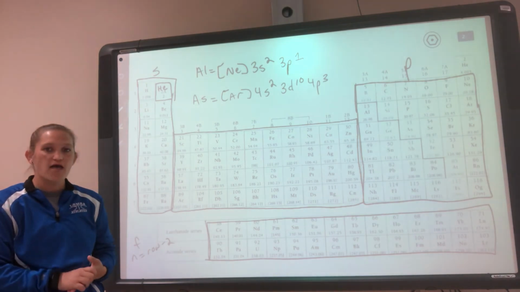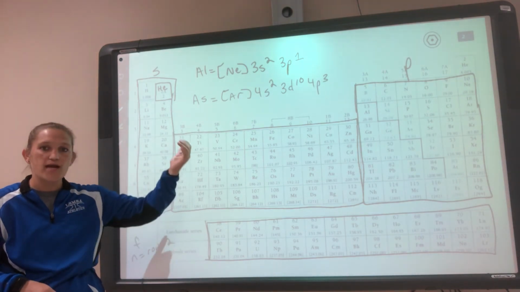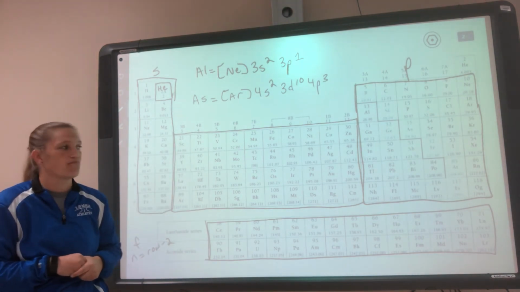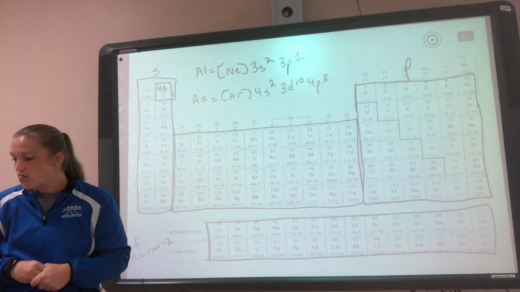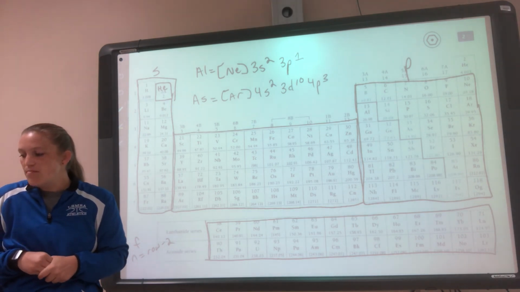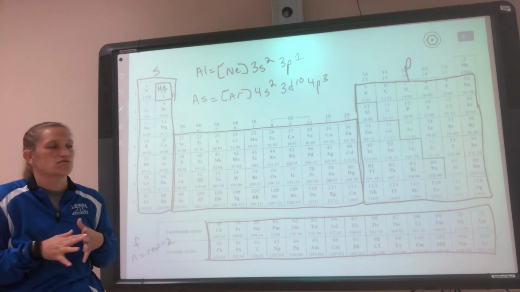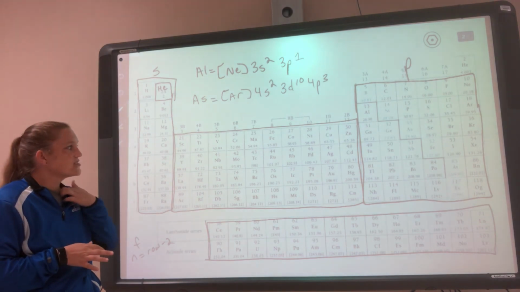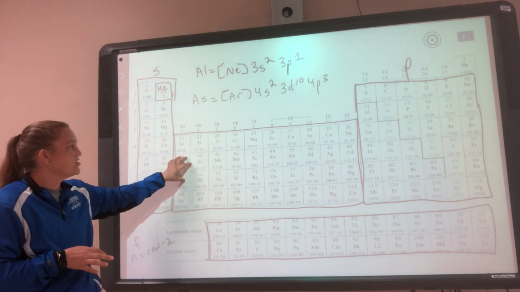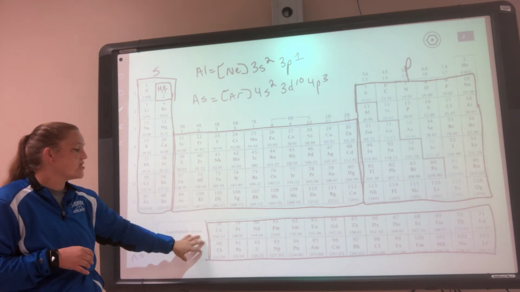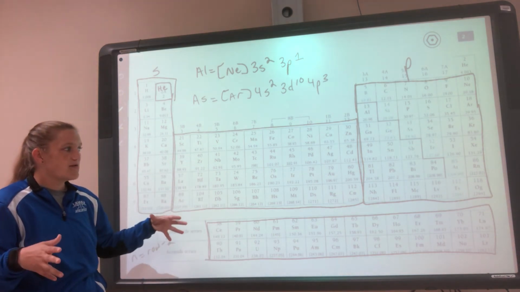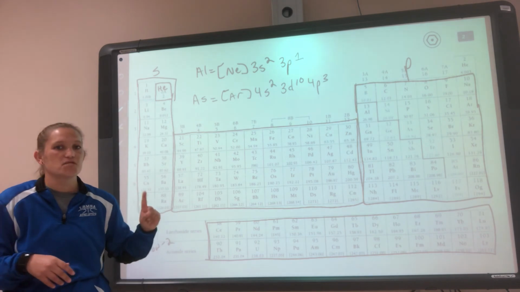Pick your noble gas, and then you just start there and write it out like we've normally been practicing. On the next slide, we're going to talk about some exceptions. So far everything's kind of worked out besides the fact that we have to do n minus 1 for the d's and n minus 2 for the f's. It's been the same every time, but we do have one exception that we need to talk about.